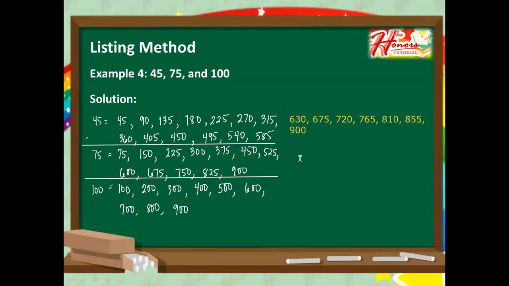So as you can see here, we have the number that all of 45, 75, and 100 contain, and that is 900. So therefore, the LCM here is equal to 900. Okay, so that is all for part 1 of this topic.